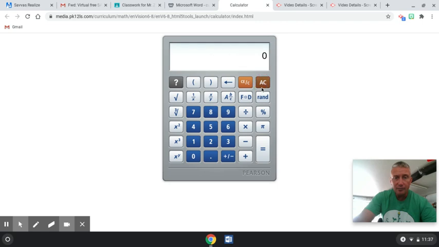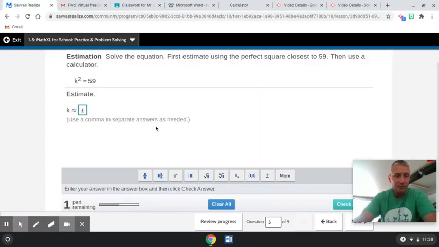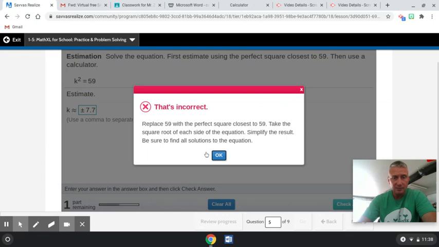The square root of 59 is equal to 7.6. The 8 tells the 6 to go up to 7. So let's see if we round it correctly. Say 7.7. Check our answer. That's incorrect.